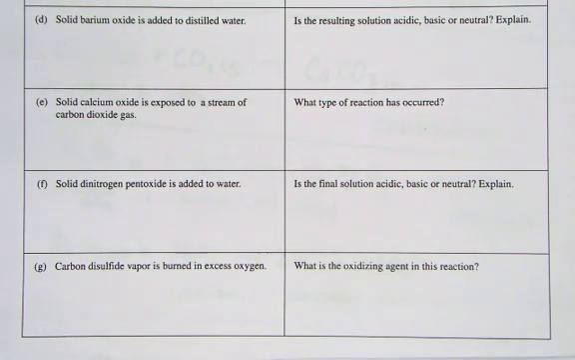Letter G reads, carbon disulfide vapor is burned in excess oxygen. The question, and again I encourage you to read the question to give insight into the pattern of chemistry, is: what is the oxidizing agent in this reaction?